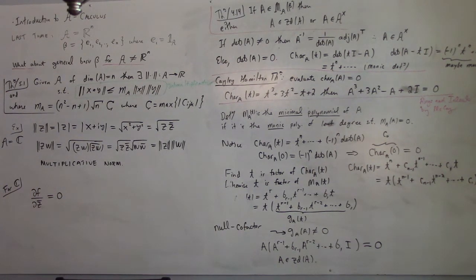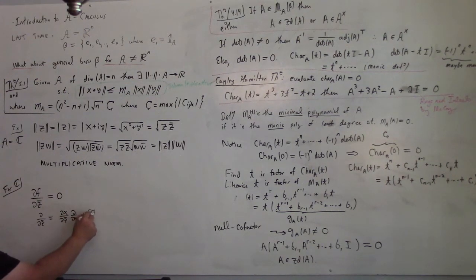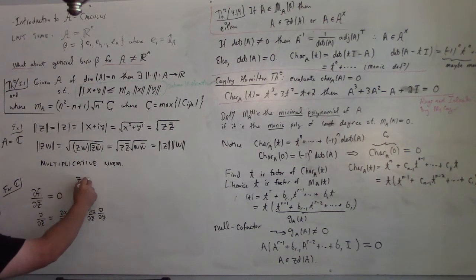Why is that? Well, the question is, what does partial z bar mean? All right, I'm going to show you some formal nonsense. So this should be something like partial x partial z bar times partial x, plus partial y partial z bar times partial y. Again, this is formal nonsense. Because z is x plus iy, and z bar is x minus iy.